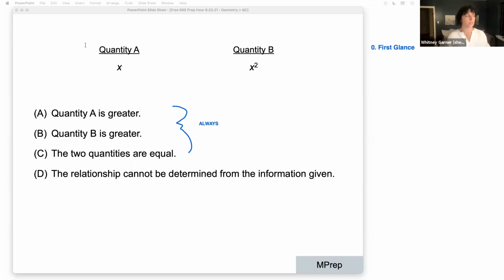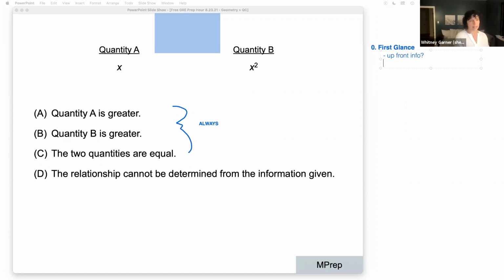Sometimes in QC, we'll be given what's called upfront information, and that'll be information that appears up here, above the two quantities, and we'll see a bunch of it tonight. It will be information that I need to use to try and either solve something about the two quantities or compare them with one another. So this will be given factual information that I will need to utilize in order to assess my two quantities. So my first glance is going to involve things like, is there upfront info?